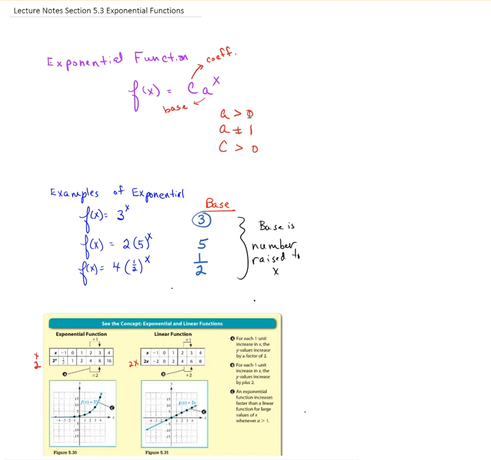A has to be greater than 0, because if it were 0, you would no longer have a function. It doesn't need to be 1, because 1 to any power is still 1. You'd have a horizontal line. And C has to be greater than 0, because otherwise it would all go to 0.